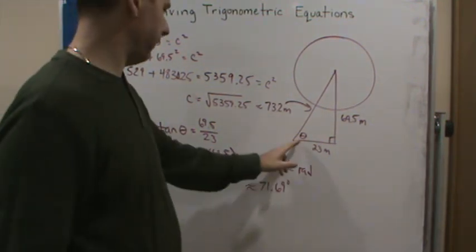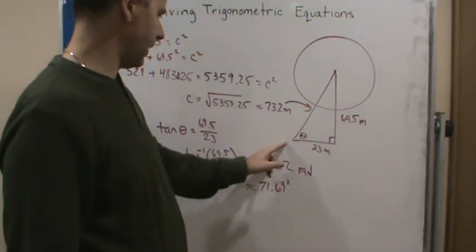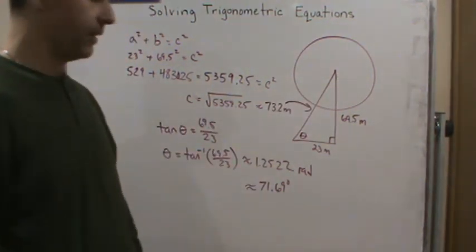So the angle of elevation is 71.69 degrees and the length of the wire is 73.2 meters.